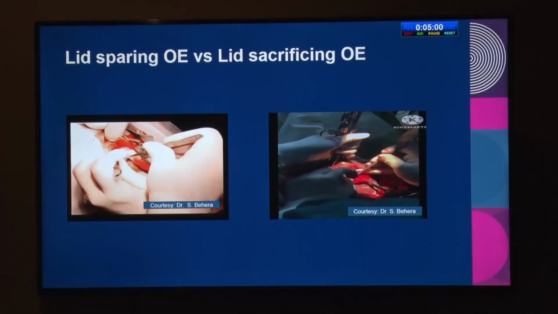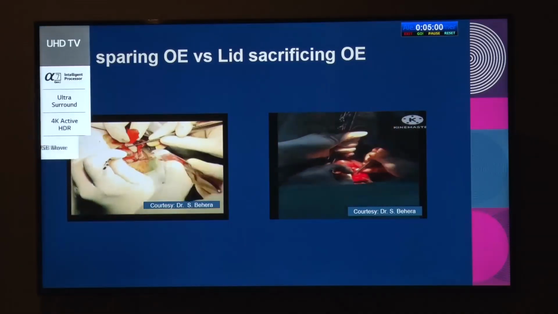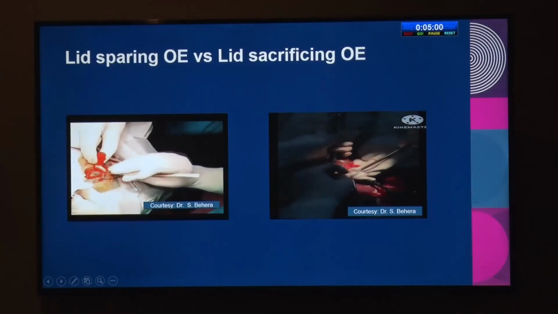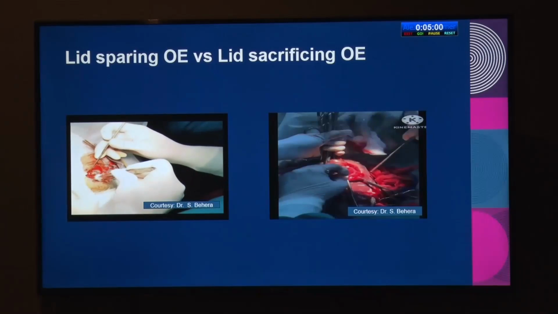So the video on the left side of the screen shows a lid sparing orbital exenteration done in a case of invasive OSSN in our center, and the video on the right side of the screen shows a lid involving orbital exenteration done in a case of right rhabdomyosarcoma of the right globe.